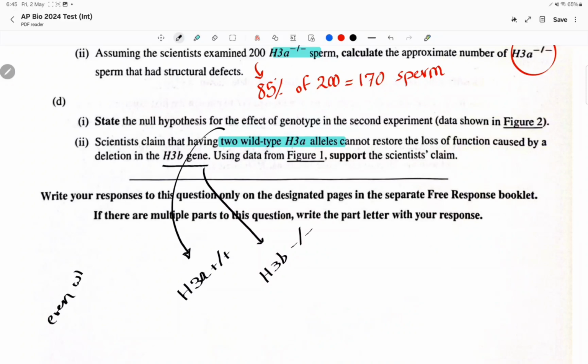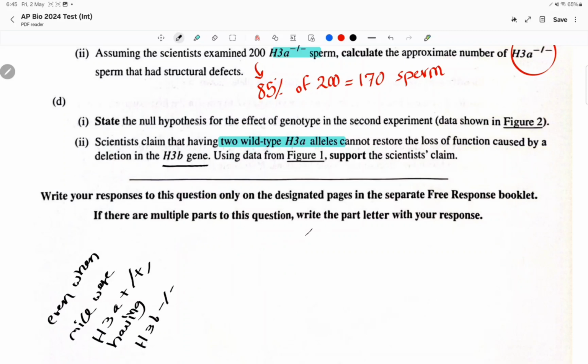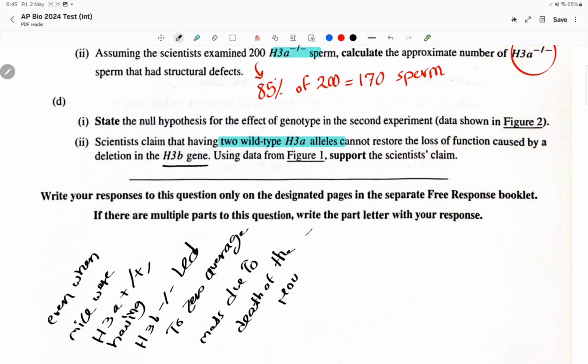So we're going to say that even when the mice were H3A plus plus, having H3B minus minus led to zero average mass due to death of the mouse. Good.